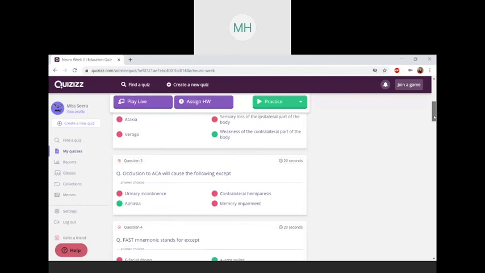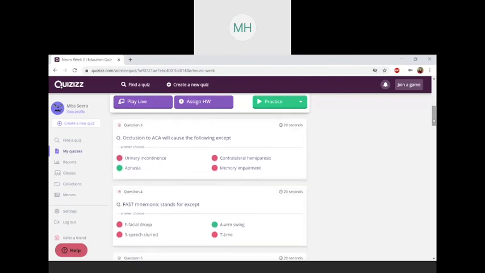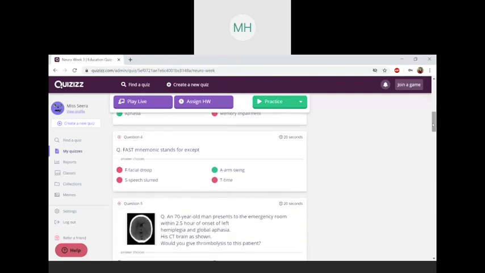The third question was, occlusion to your ACA will cause the following except: it doesn't cause aphasia. It causes apraxia. Your aphasia is caused by occlusion to your MCA. And then your FAST mnemonic stands for all is correct except A is not. Your arm doesn't swing, your arm will go drifting.